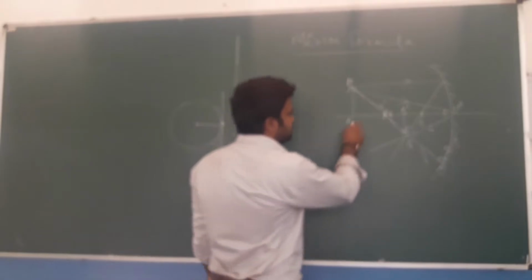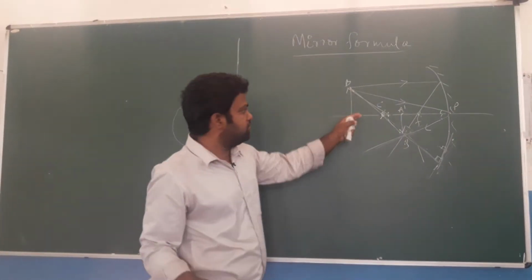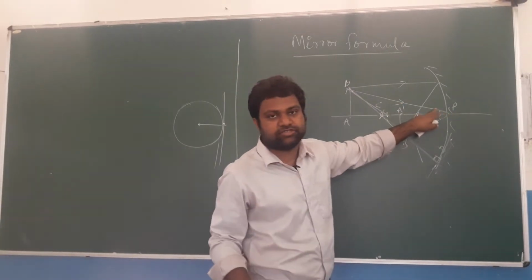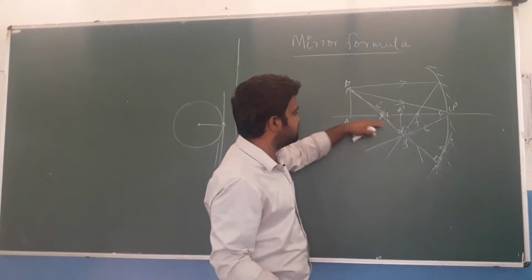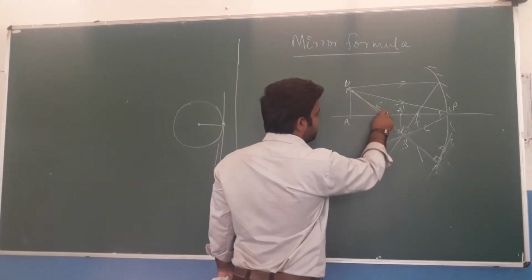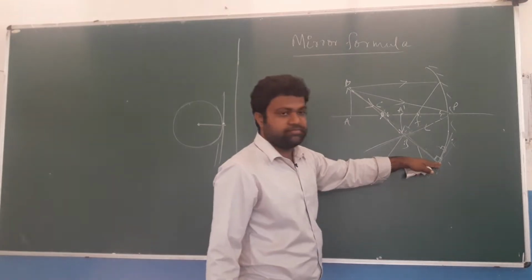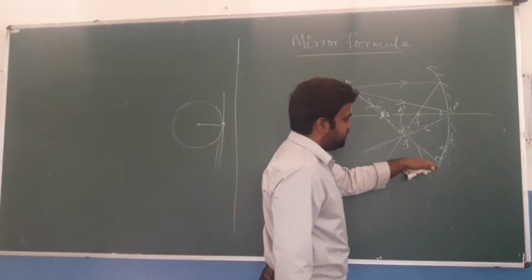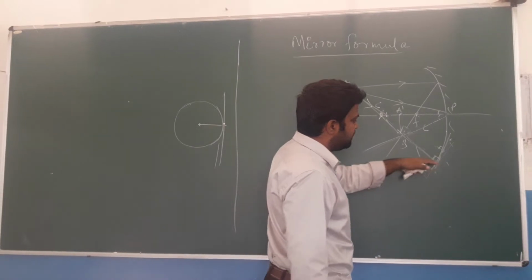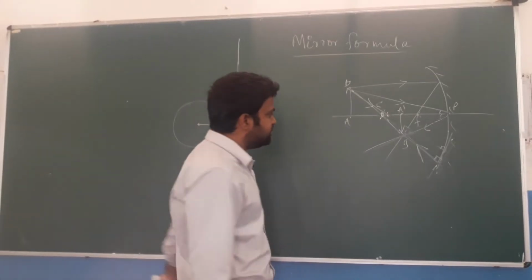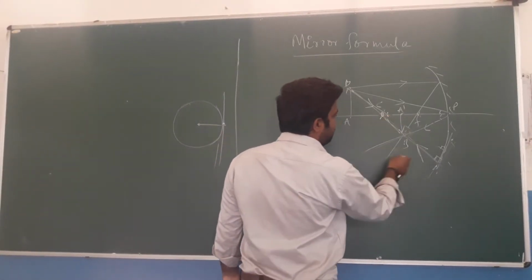Now you see that I have taken three rays here. One is parallel to the principal axis, the second one is striking at the pole, where the angle of incidence is equal to the angle of reflection. The third one is the ray passing through the center of curvature, and it will reflect back along the same path because it is striking the mirror perpendicularly. The angle of incidence is 0 here. Okay, so now let us derive it.